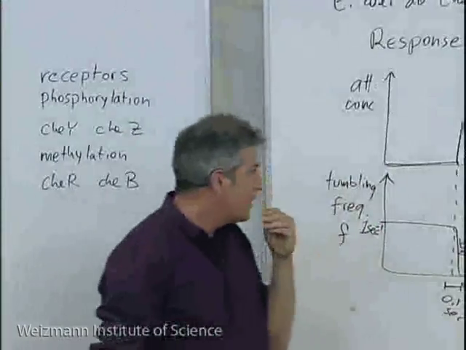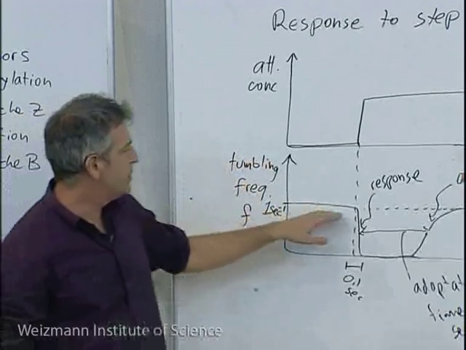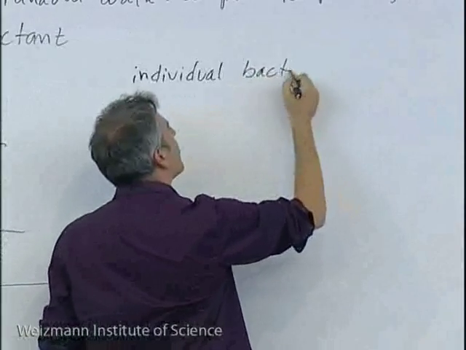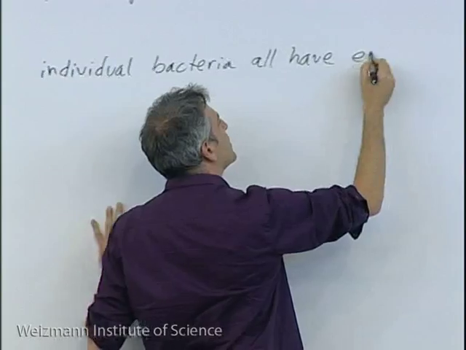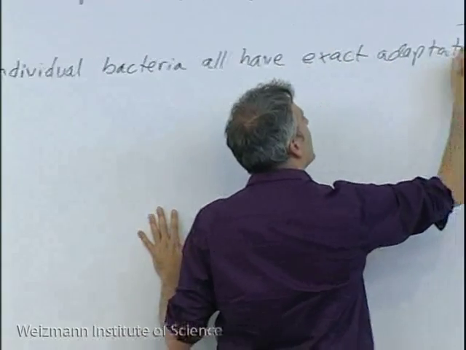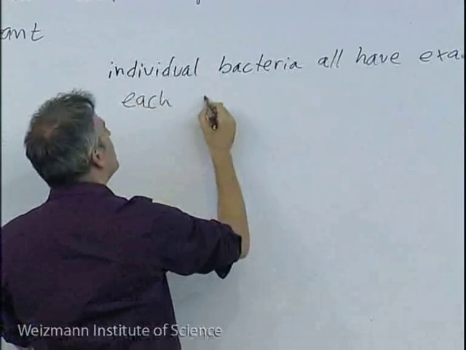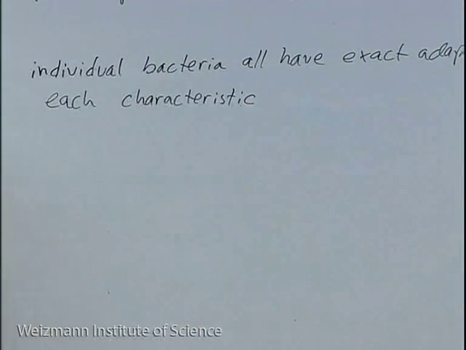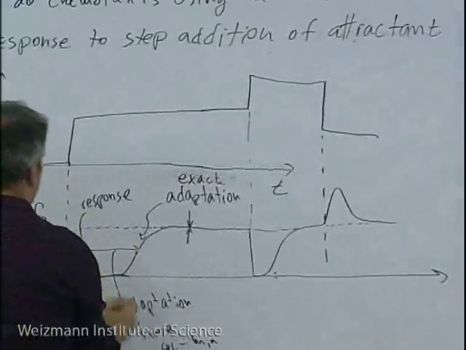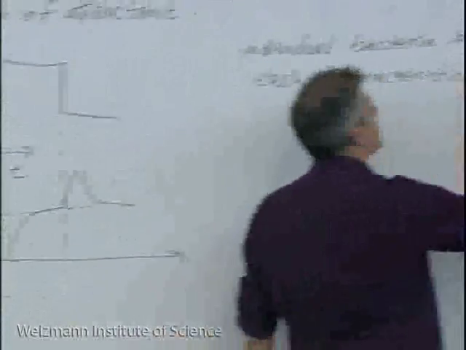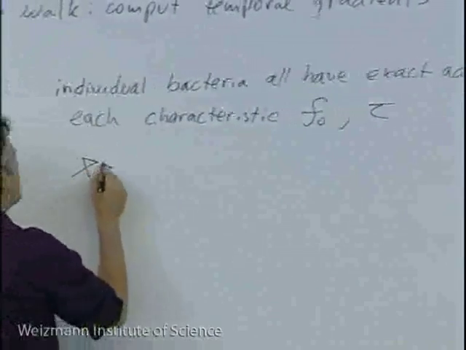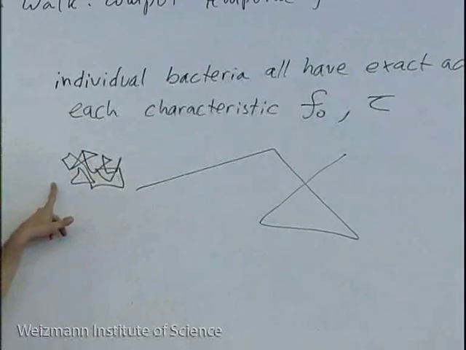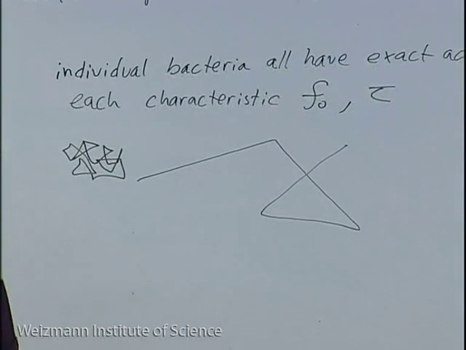Good. Now, here we're talking about population averages of all the cells. If you look at individual bacteria, all have exact adaptation. But each has its own characteristic steady state tumbling frequency, let's call this F0, and adaptation time, which we'll call tau. So some bacteria are nervous. You look at them and they're tumbling a lot, and others are relaxed and they tumble less. This is what's called individuality, and we can recognize this from other organisms.